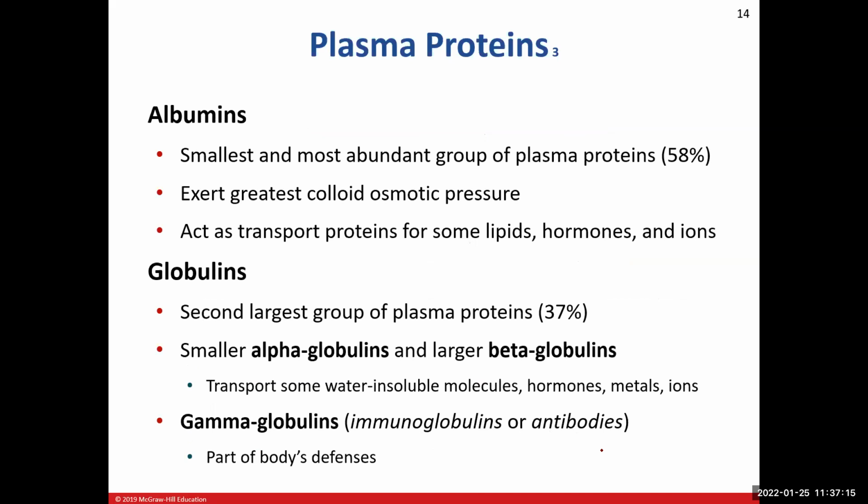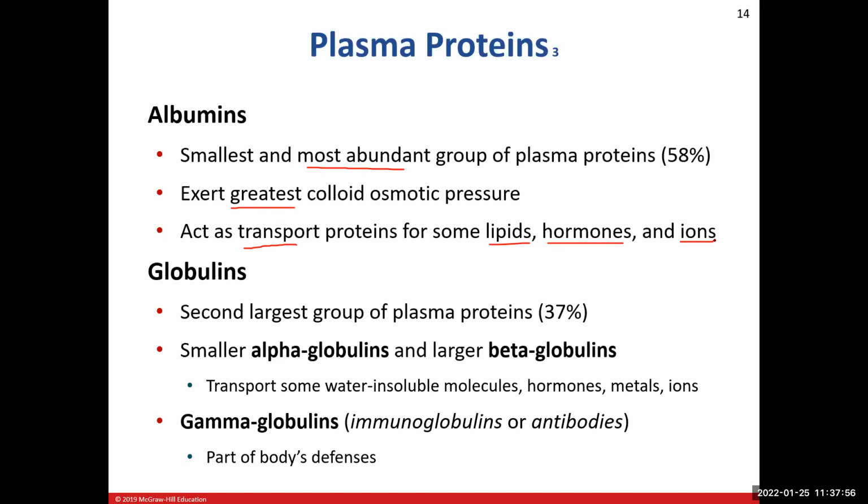All right, albumins. These guys here are the most abundant group of our blood plasma proteins. And so they play the biggest role in determining our colloid osmotic pressure. So like I said, you hurt this group of proteins, you're really going to hurt the colloid osmotic pressure. But they're transport proteins. They'll carry all sorts of stuff: lipids, for example, some, not all, but some of our hormones, and then certain ions. And you know the importance of certain ions. For example, sodium and potassium are important ions.